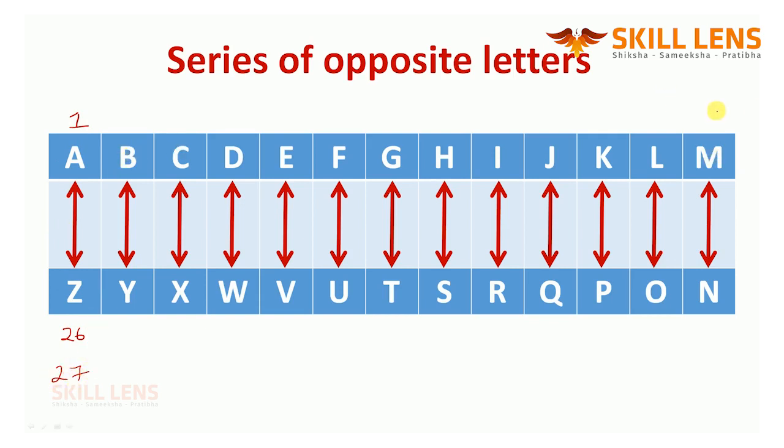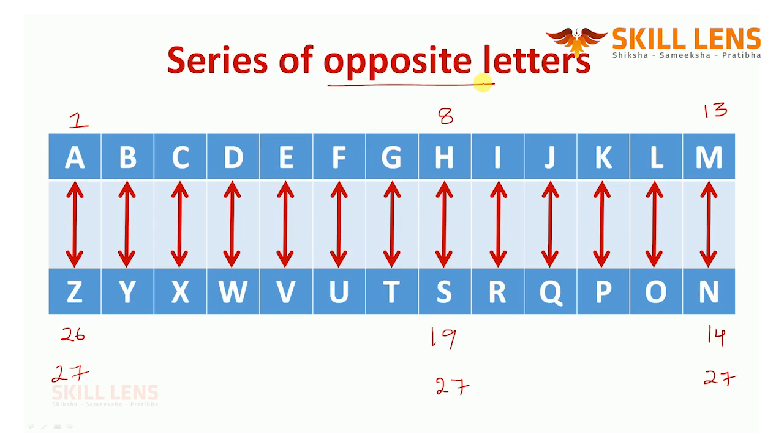Okay, let me check here. M's place value is what? 13. N's place value is what? 14. 14 plus 13, the sum is what? 27. Okay, let me check another. H's place value is what? 8. S's place value is what? 19. So 19 plus 8 is what? 27. So what I'm trying to tell you is this. This is very, very important. Okay, guys, the point here is this: the sum of 2 alphabets is 27.